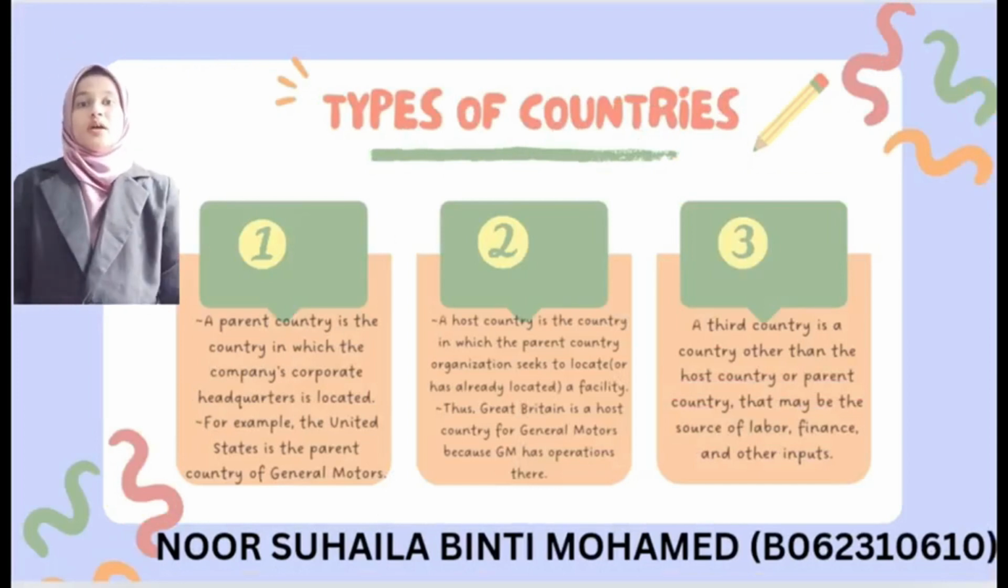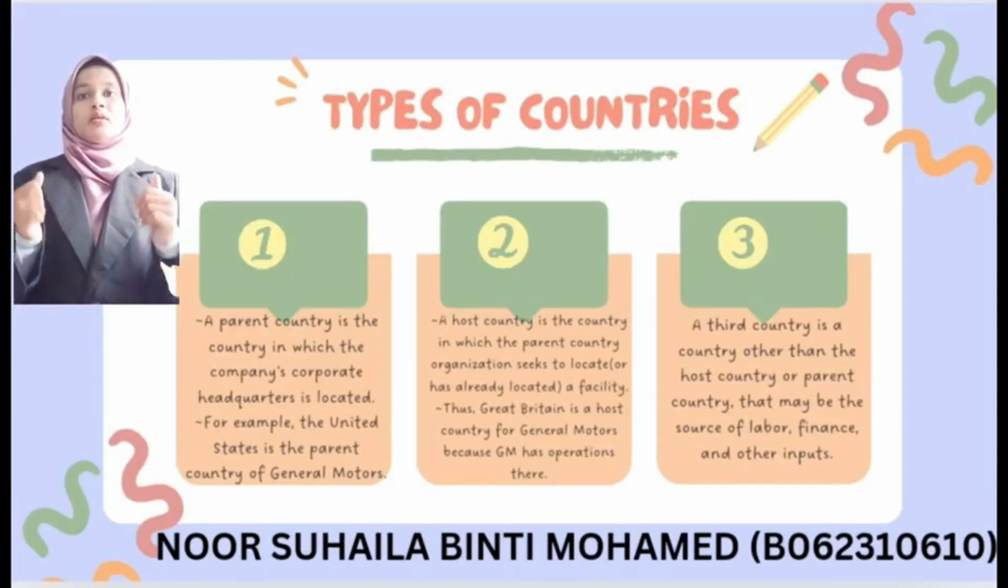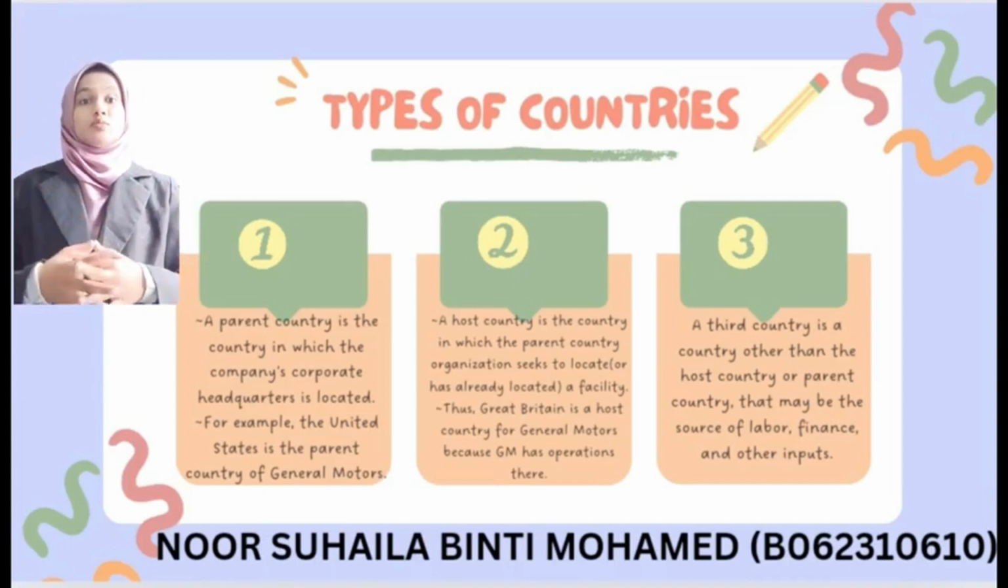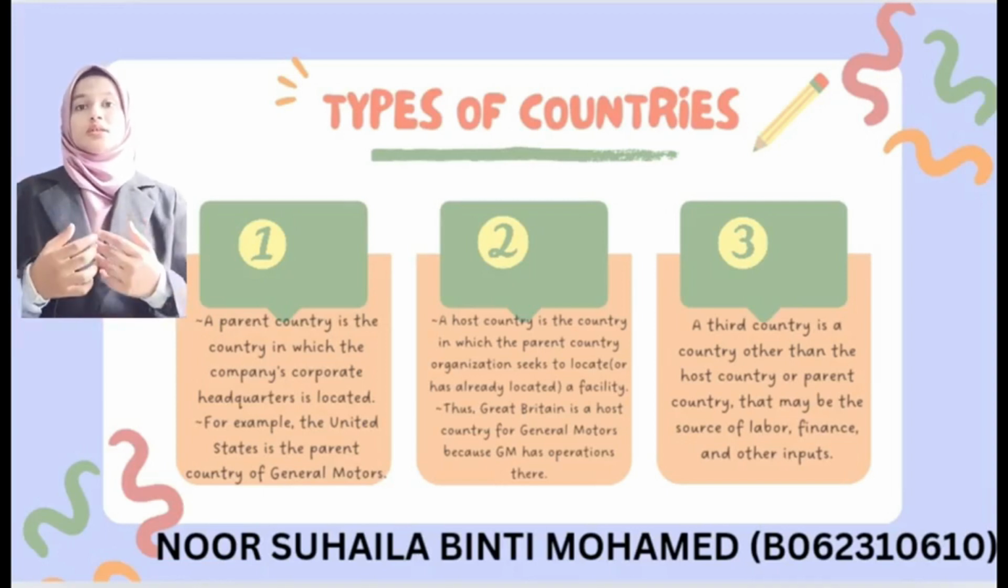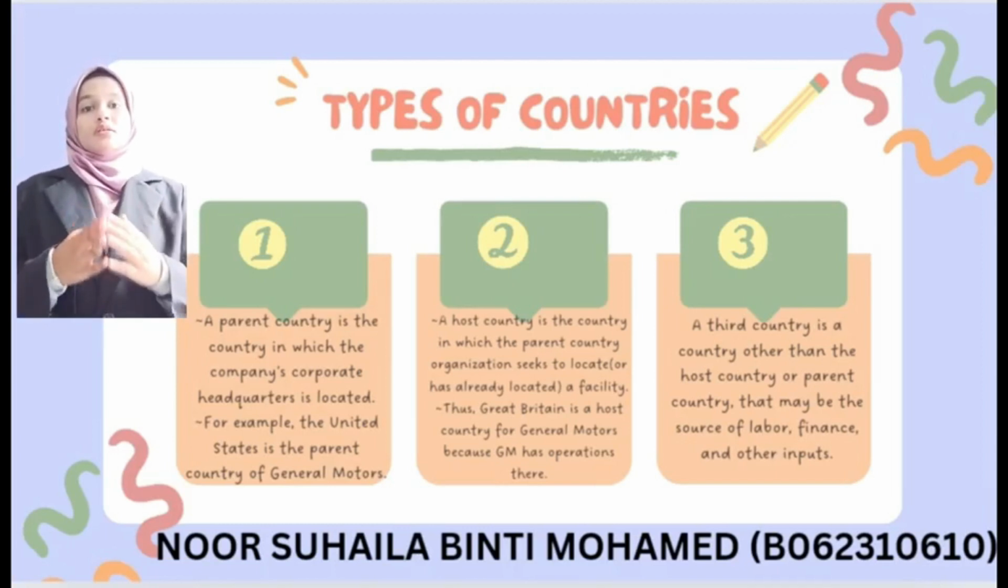Types of country. First is parent country. A parent country is the country in which the headquarters is located. For example, the United States is the parent country of General Motors. Second is host country. The host country is the country in which the parent country organization seeks to locate or has already located a facility. Thus, Great Britain is a host country for General Motors because General Motors has operations there.